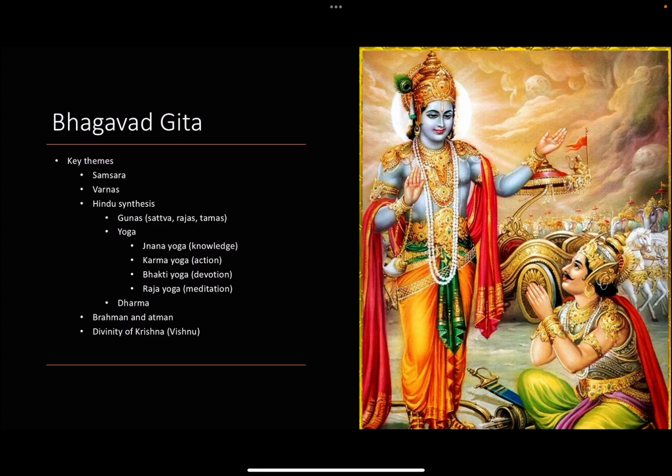Vishnu, or Krishna, as he is identified here in the text. So this picture is of Krishna, who is supposedly the charioteer of Arjuna, the leader of the Pandavas, but he is actually the 8th avatar, 8th incarnation of the god Vishnu. Okay, and we come to understand this as the text goes on. As Arjuna questions him, Krishna reveals more and more about his own personality and who he really is, right?